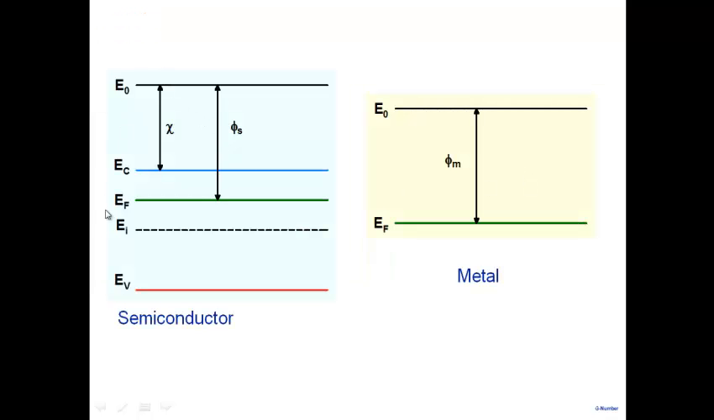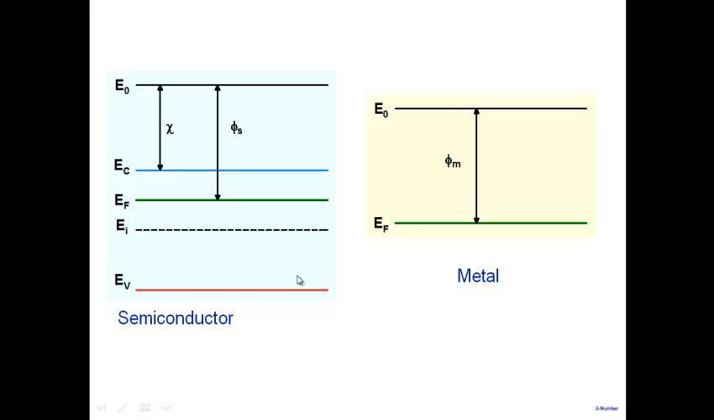See, this is the picture of a semiconductor that we drew. EC, bottom of the conduction band, EV, top of the valence band, EI in the middle, EF most of the time somewhere in the energy gap here. We had electron affinity and we had work function. These were the elements of the energy band diagram of a semiconductor.